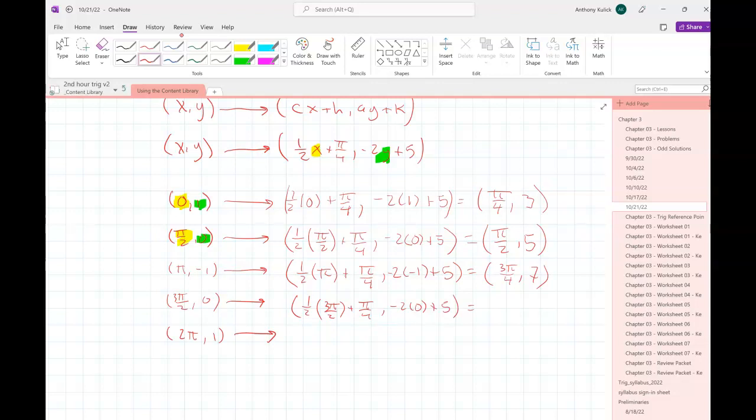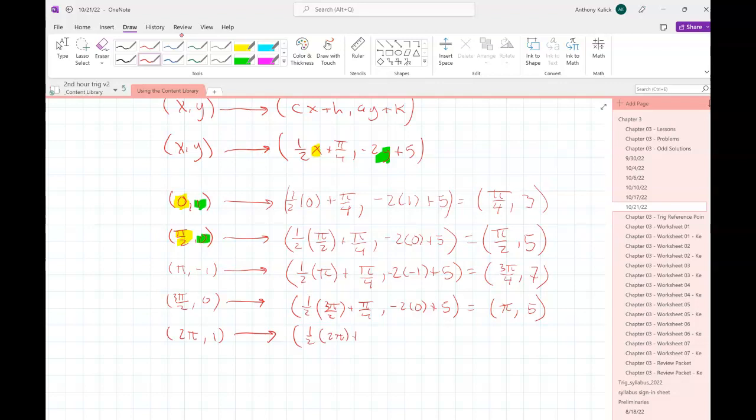One half times 3 pi over 2. Three pi over 4. Everybody agree? Yeah. And 3 pi over 4 plus 1 pi over 4 is? 4 pi over 4, which is the same as? Pi over 1, just pi, right? Then negative 2 times 0 plus 5 is? 5.